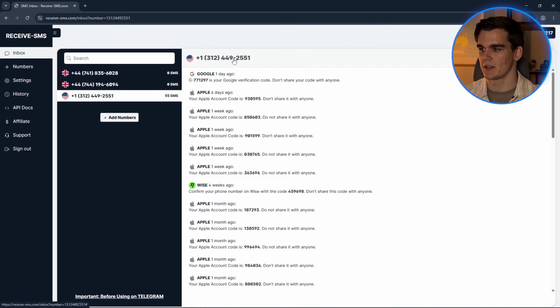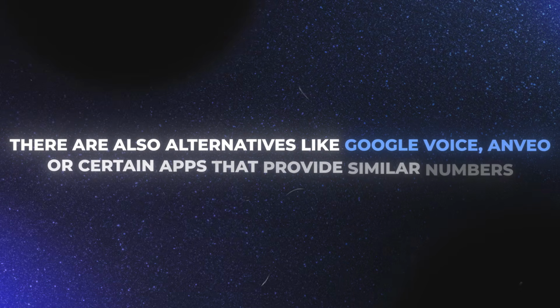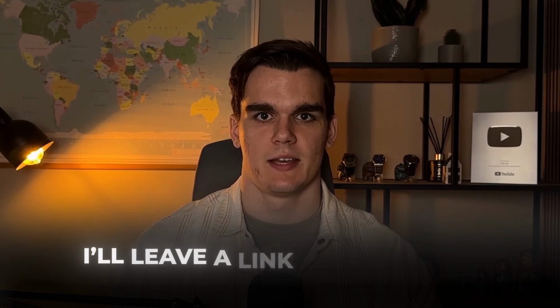This is my US number at the moment. I can simply fill in this phone number and receive the code here. It's not a one-time number. You gotta pay for this monthly to keep it up. And it's only used by you, so you're actually renting it. There are also alternatives like NVO, Google Voice, or certain apps that provide similar numbers. But for this option, I'll leave a link down below.